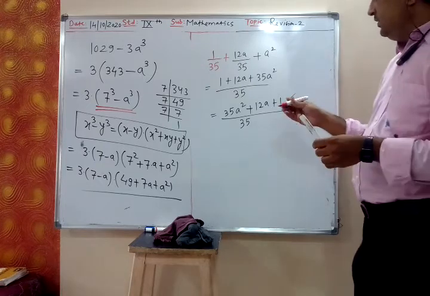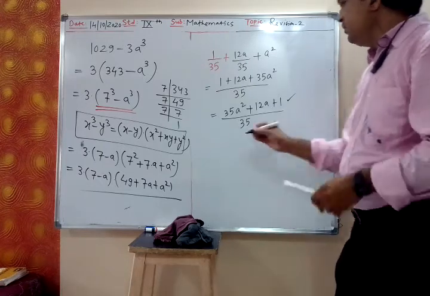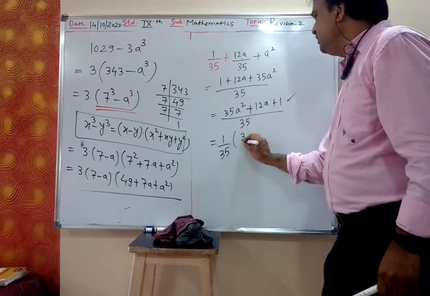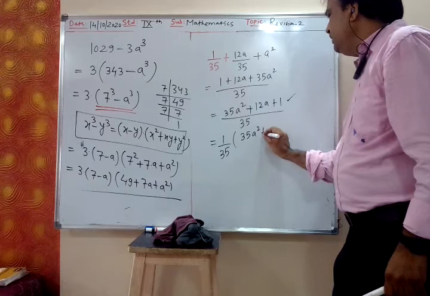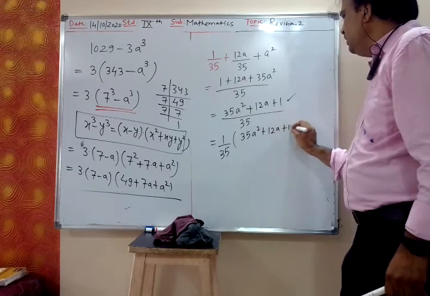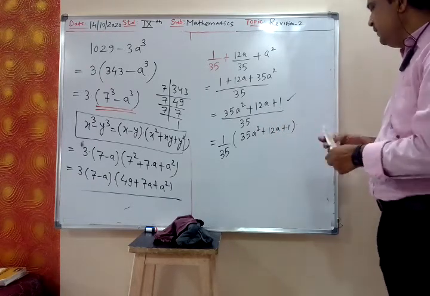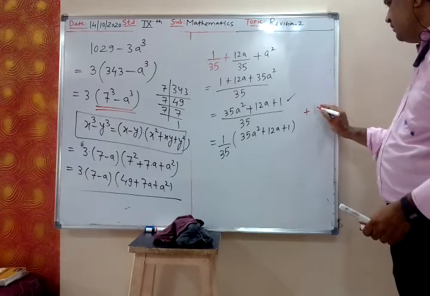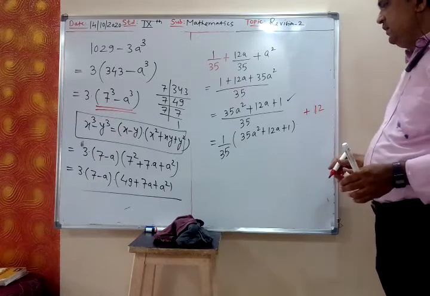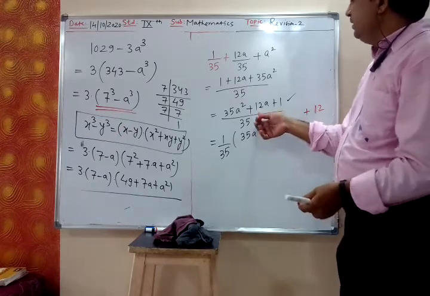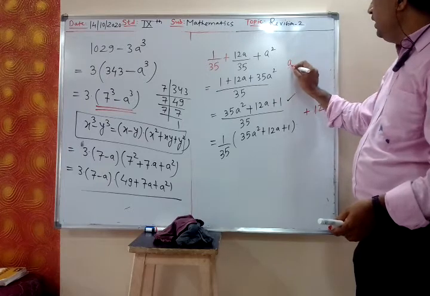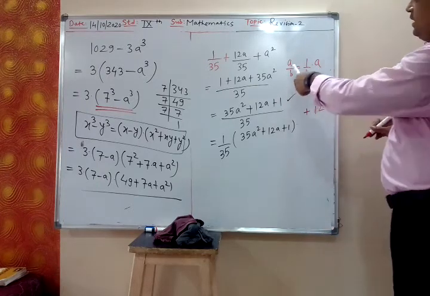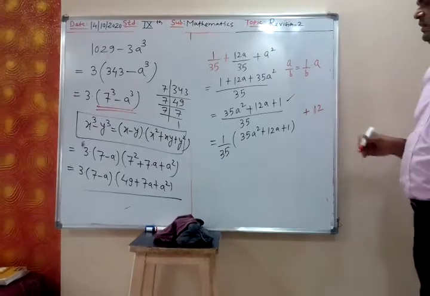Yes. 1 upon 35 will be common. 1 upon 35, then inside it will be 35a square plus 12a plus 1. Now this is a quadratic equation. Find two numbers whose sum is 12. My dear, 1 upon 35, because here a upon b I can write as 1 upon b into a. That is what I have done.